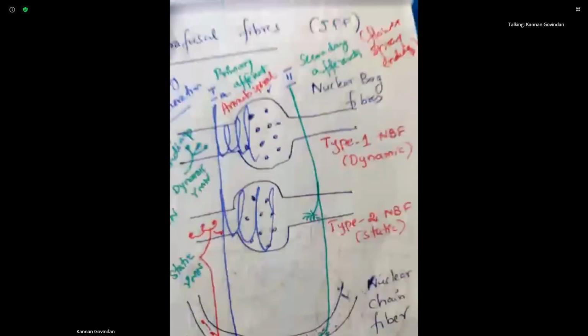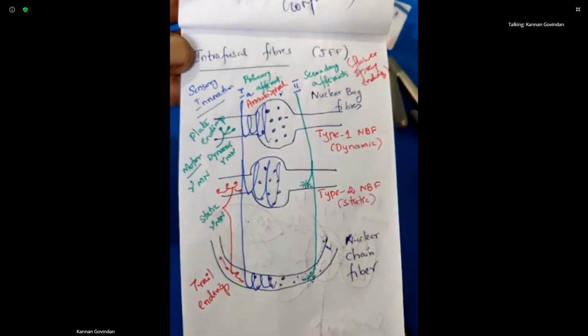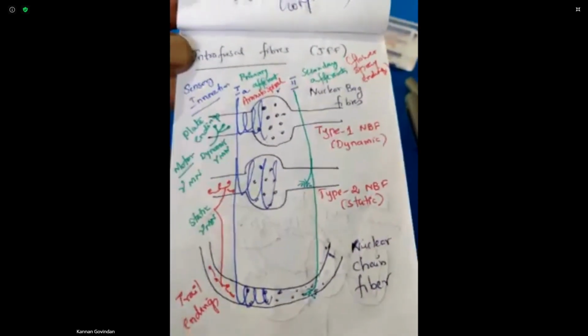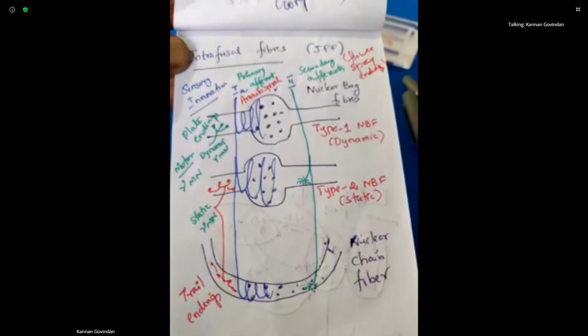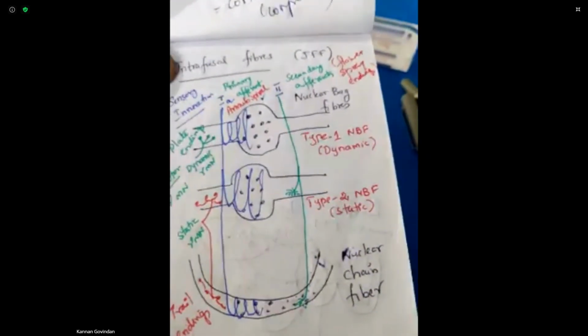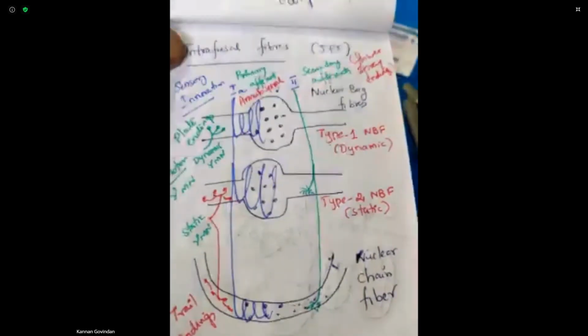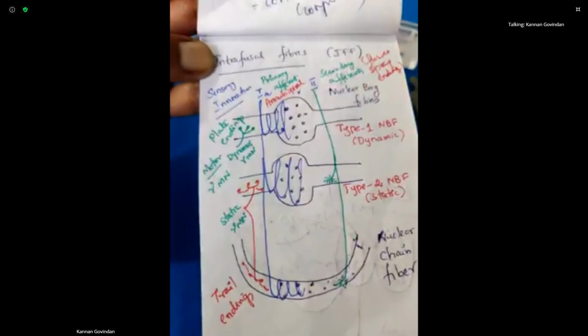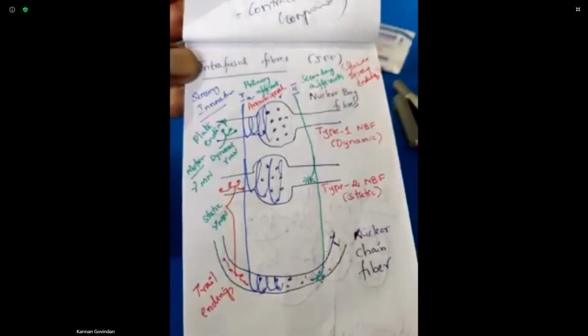Now coming to intrafusal fibers, they are of 3 types. They are divided into type 1 nuclear bag fiber or dynamic bag fiber, type 2 nuclear bag fiber or static bag fiber, and nuclear chain fibers. They are named based on the arrangement of their nuclei. In bag fibers you can see the nuclei are arranged in bags. In chain fibers the nuclei are arranged in the form of chains.